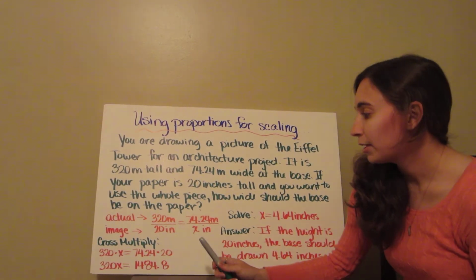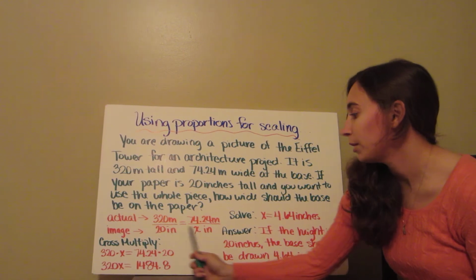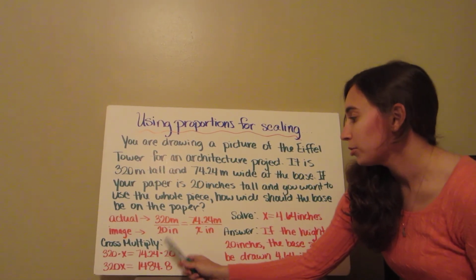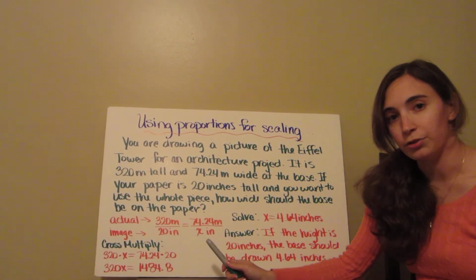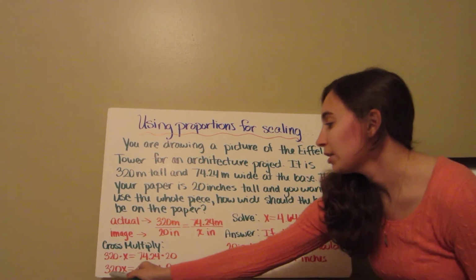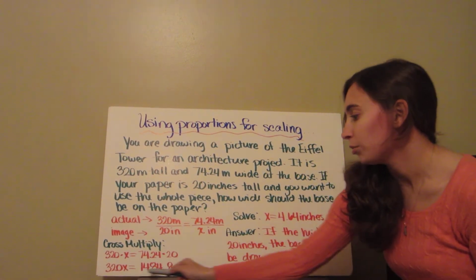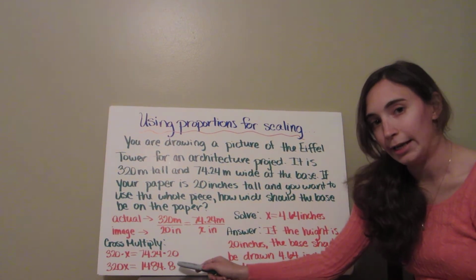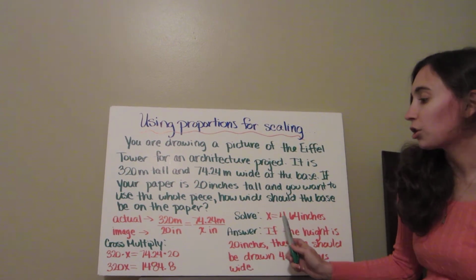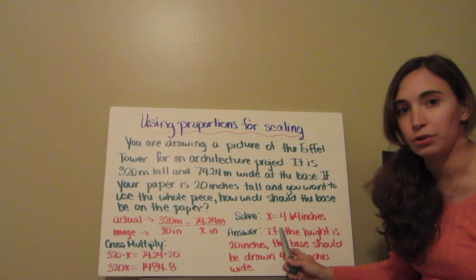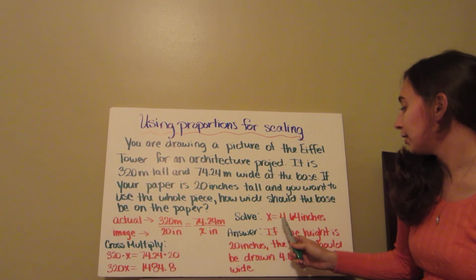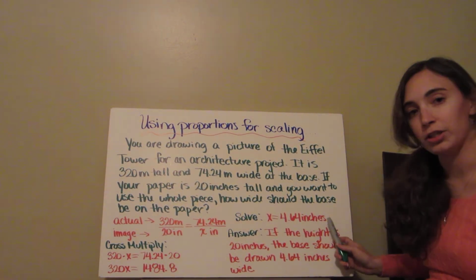So once we set it up, we cross multiply. 320 times x is equal to 20 times 74.24. This leaves us with 320x equals 1484.8. To finish solving, we divide both sides by 320. This gives us x equal to 4.64 inches.